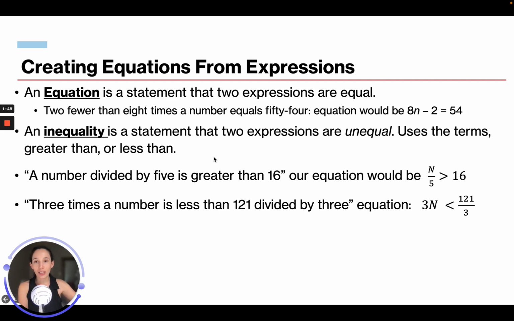An inequality is a statement that two expressions are unequal, and it uses the terms greater than or less than. So a number divided by 5 is greater than 16. Our equation would be a number divided by 5 is greater than, now let's remember our alligator is eating the bigger number, so this is greater than 16. Next, 3 times the number is less than 121 divided by 3. So our equation would be 3 times the number is less than, so the alligator's pointing at the bigger one, 121 divided by 3. So those would be the way we would write those equations from those expressions.